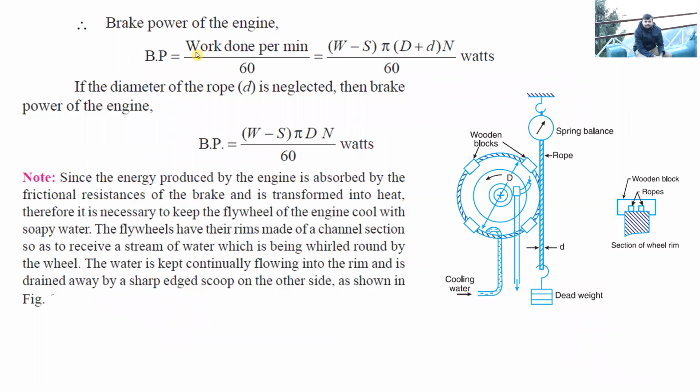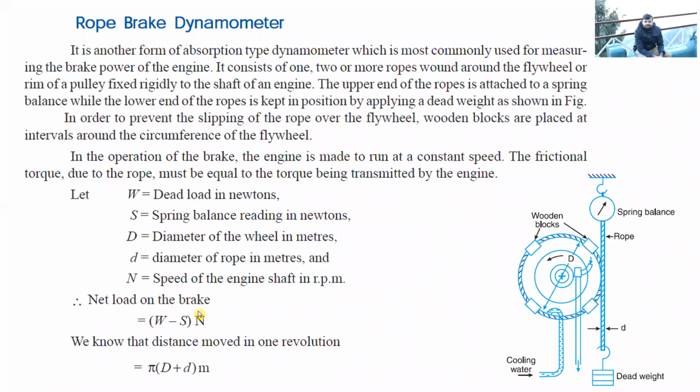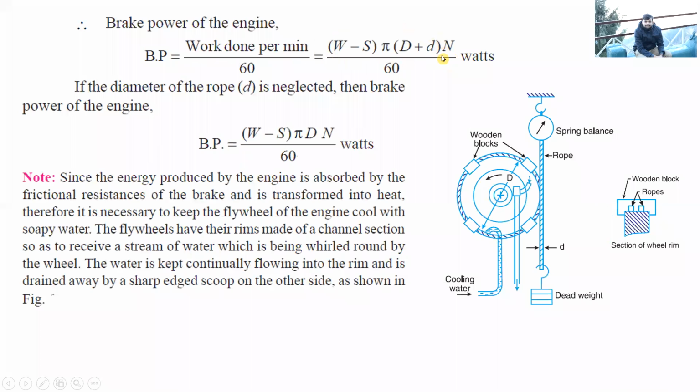And again, brake power will be work done per minute. So work done is force multiplied by displacement. So this is the amount of force: W minus S is the net load on the brake. And the distance is pi into (D plus d). So this is the amount of work done in newton-metres per revolution, and multiplied by N and divided by 60, this is the brake power of the engine.